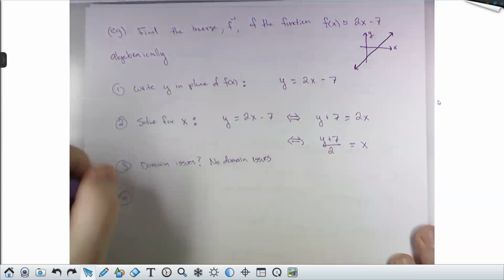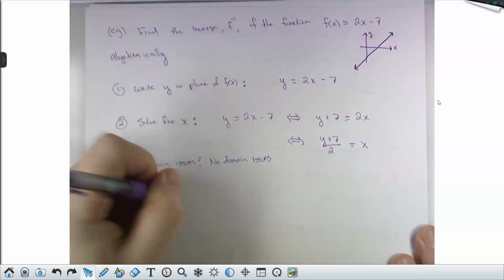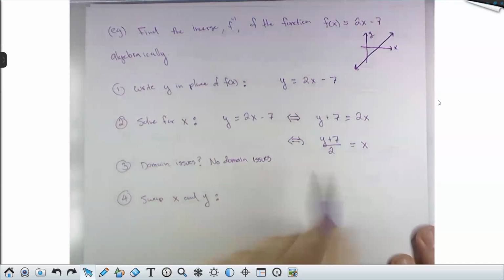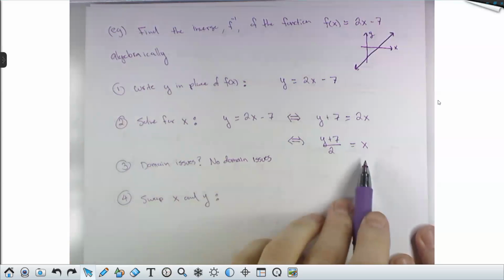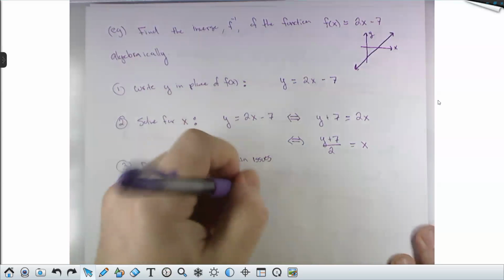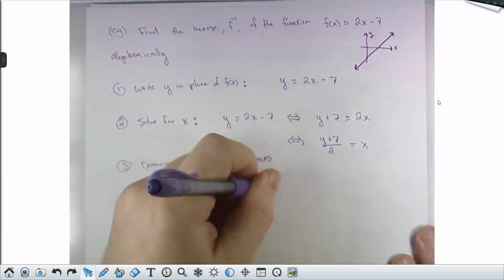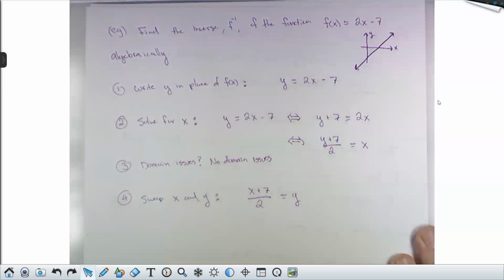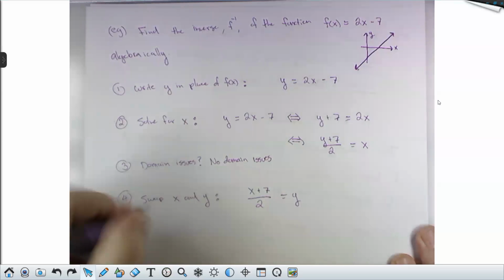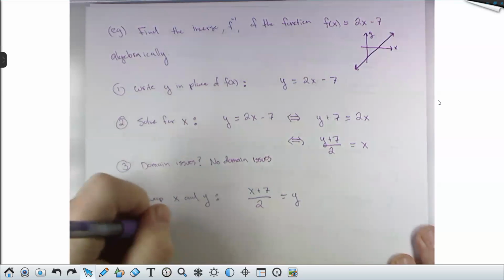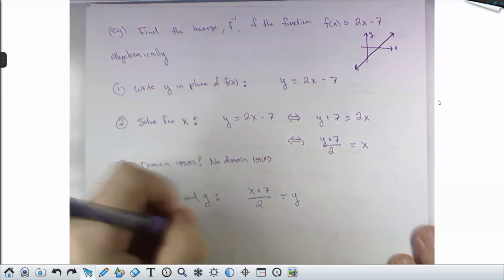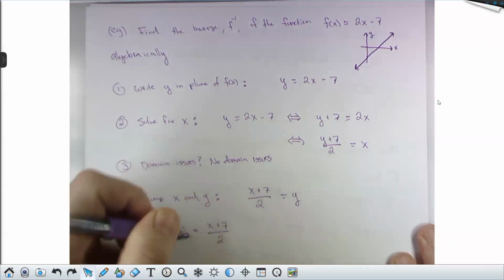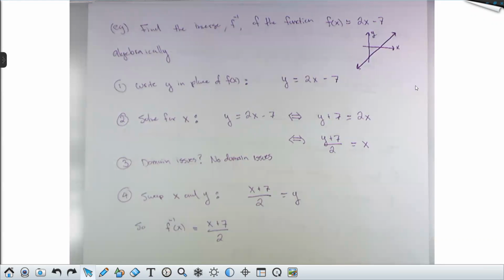And then our last step is to swap x and y. So I take this expression right here and I swap x and y. So that means I get x plus 7 over 2 equals y. And now this is f inverse. So f inverse of x is x plus 7 over 2. And that's what we found going through this process verbally.